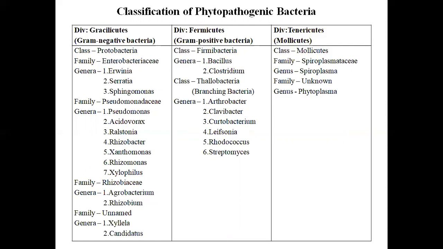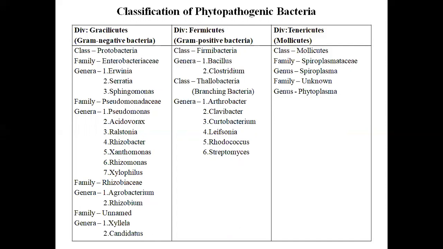Next family under division Gracilicutes is Pseudomonadaceae. Genera: Pseudomonas, Acidovorax, Ralstonia, Rhizobacter, Xanthomonas, Rhizomonas, and Xylophilus. This is the important family in relation to plant pathology and plant disease. The important bacteria are Pseudomonas, Xanthomonas, and Ralstonia. Basically, Pseudomonas and Xanthomonas are the most important, causing the majority of diseases. So out of these 7 genera, Pseudomonas, Xanthomonas, and Ralstonia are important in this family.